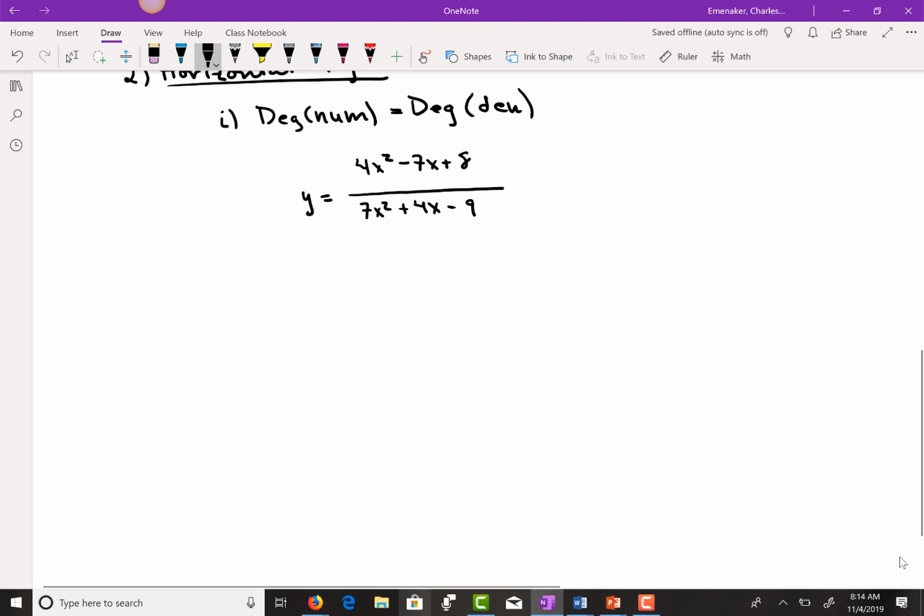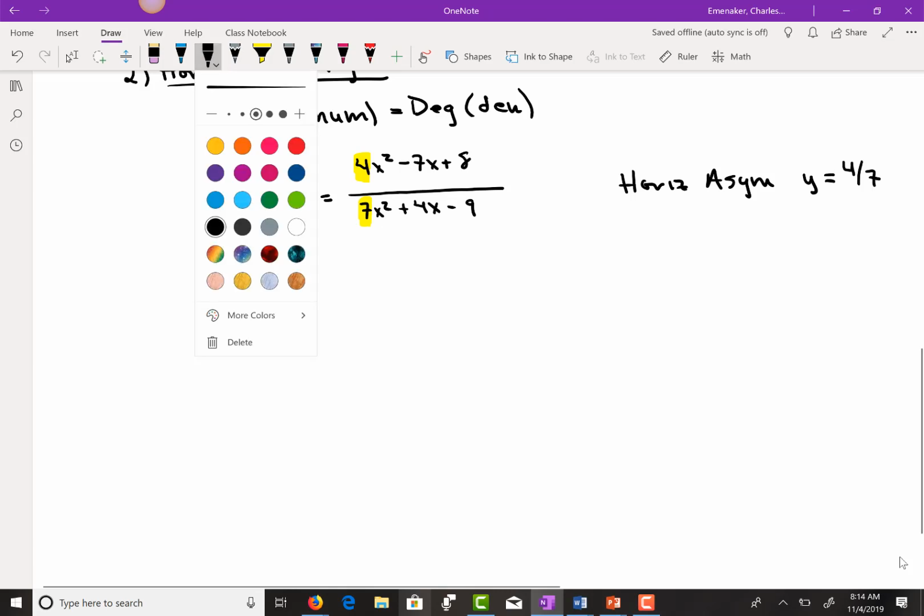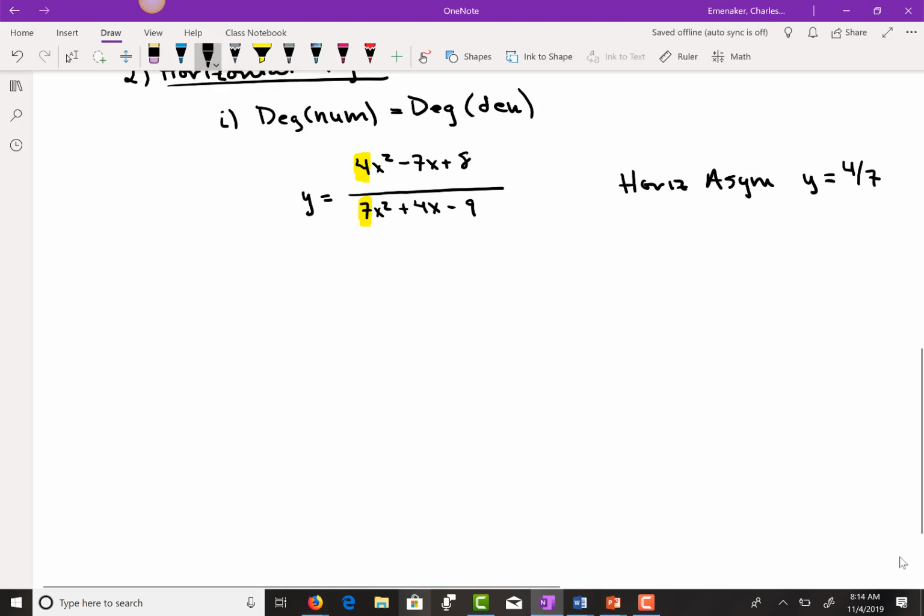When you get that scenario, your horizontal asymptote is going to be at y equals 4 over 7. To get that, all you do is take whatever the leading coefficient in the numerator is over the leading coefficient in the denominator. And ta-da, you've got it. Well, that's all well and good, but how does that really work? Why is it that that works out like that?